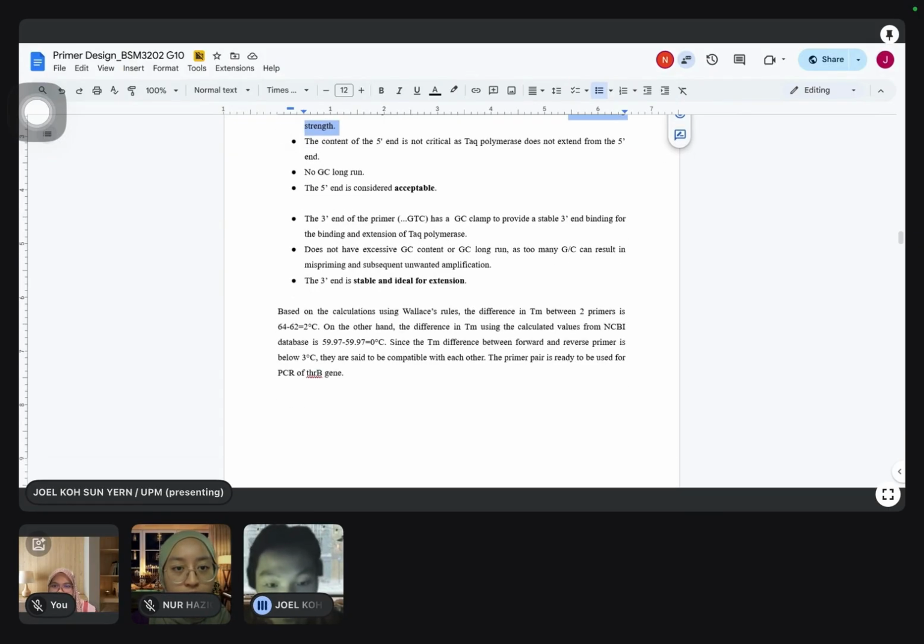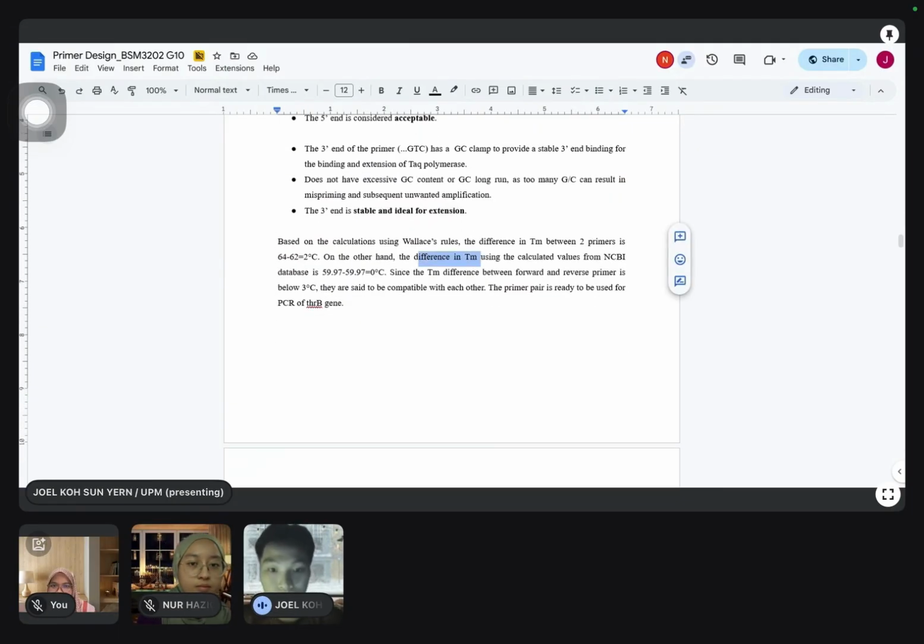Why? Because if we look into the difference in the melting temperature, this is the final criteria the primer pair have to achieve, because the difference in the melting temperature should not be more than 3 degrees. Because if it is more than 3 degrees, we can say that they are not compatible with each other. If we look into the melting temperature, both actually have the same melting temperature. The difference is literally 0 degrees. So it is a good difference, which means they are compatible to form a good primer pair.